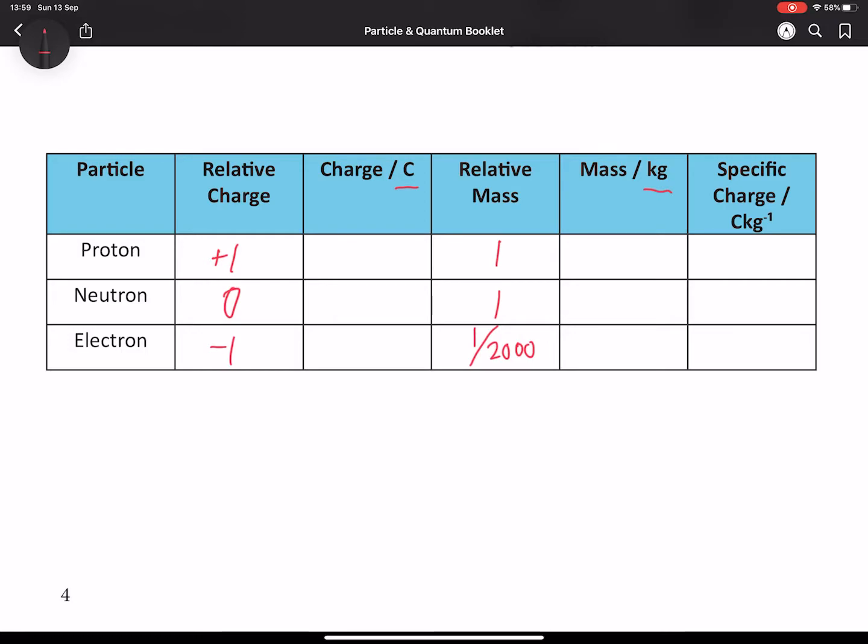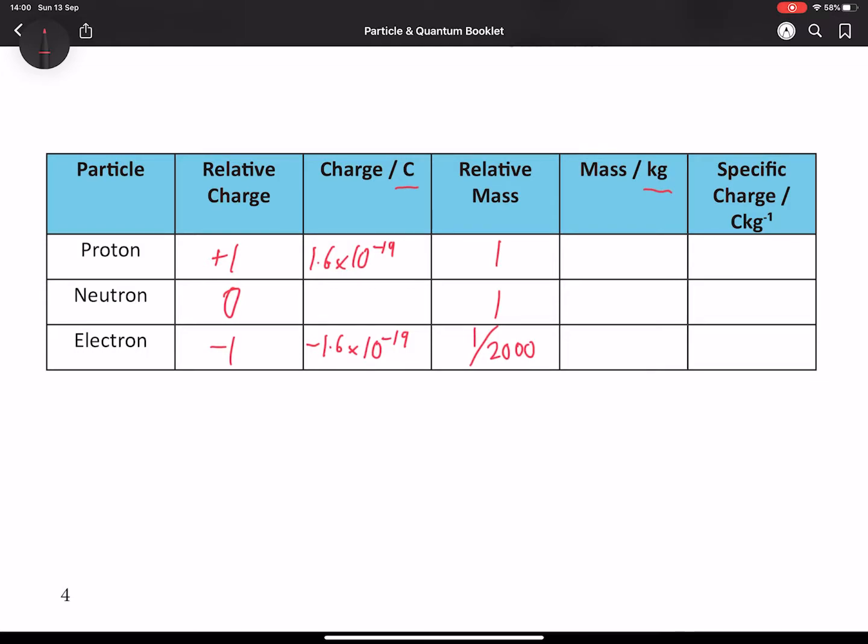Now we need a charge in coulombs and a mass in kilograms. Now they are your standard units. So when we consider the charge, your data booklet provides a value for the magnitude of the charge of an electron, which is 1.6 times 10 to the minus 19 coulombs. Now we know it's negative for the electron, so we add the minus symbol, whereas the positive of this same value will be the charge for the proton.